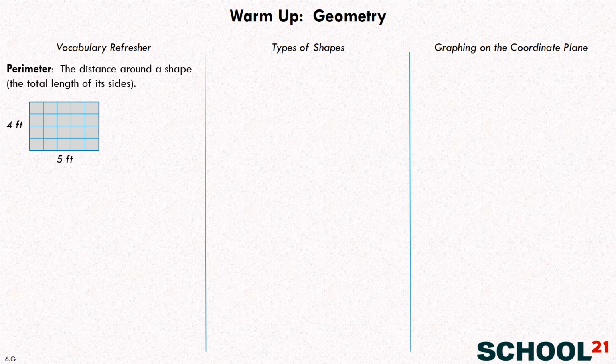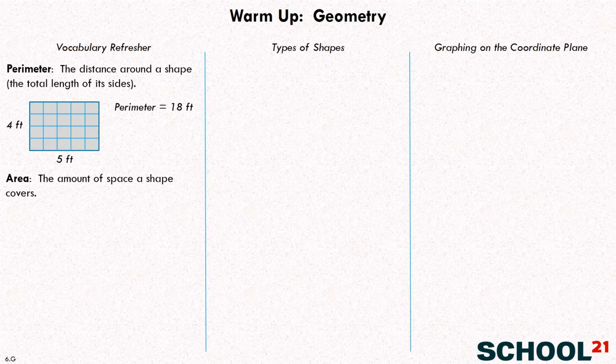It would be 5 times 2 plus 4 times 2. Good. What's 5 times 2? 10. And what's 4 times 2? 8. So what's that together? 18. Yep, so the perimeter here is 18 feet. Okay, pretty easy.